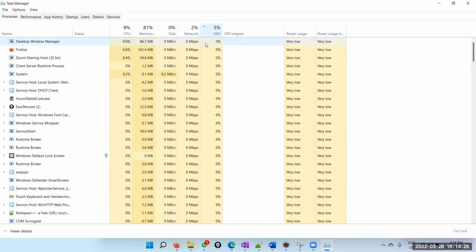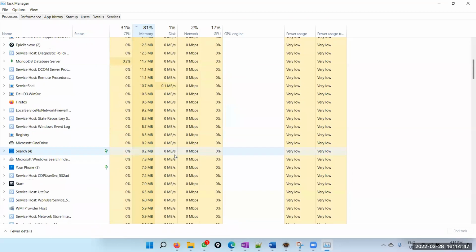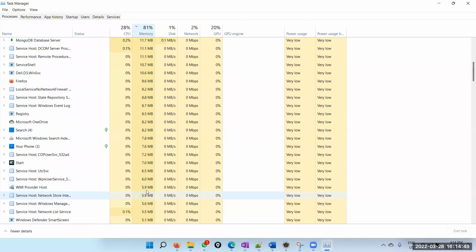Not only that, you can even check the memory, which process is taking the largest amount of memory. For example, right now Edge is taking the largest share of the memory, then Firefox, then Zoom meeting, then I have Eclipse running, which is an IDE. But there are some other processors that are hardly taking any memory at all.